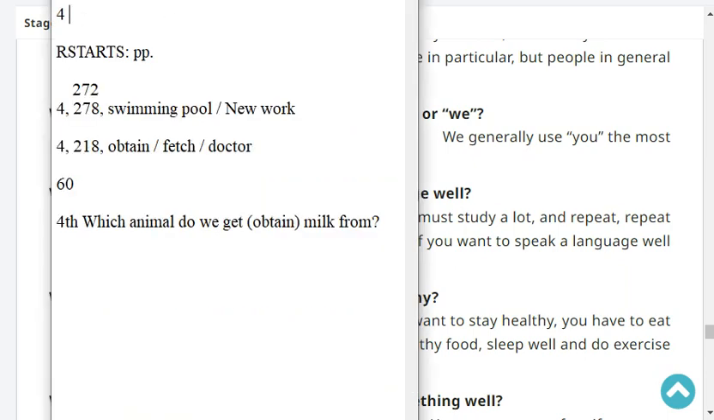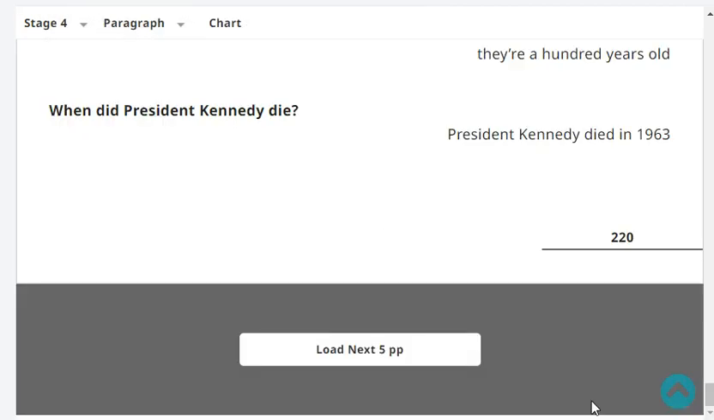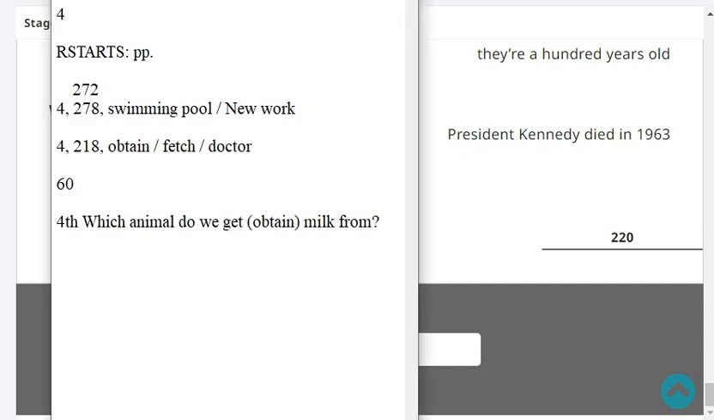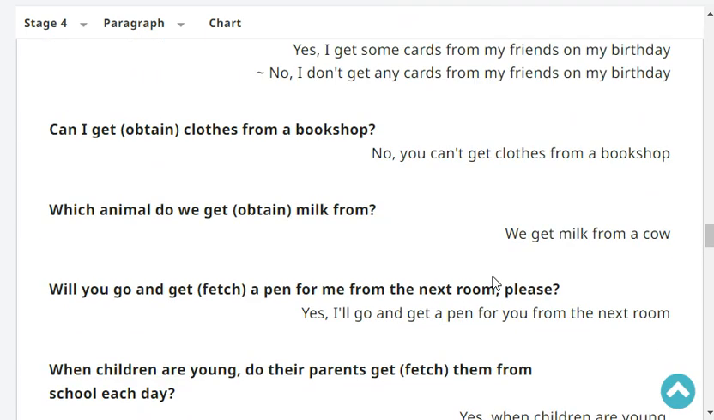Our reading is at stage 4, page 218. The last headwords were obtain, fetch, doctor. Okay, start with the fourth question. Which animal do we get milk from? We get milk from a cow.